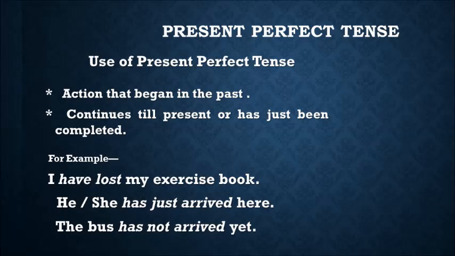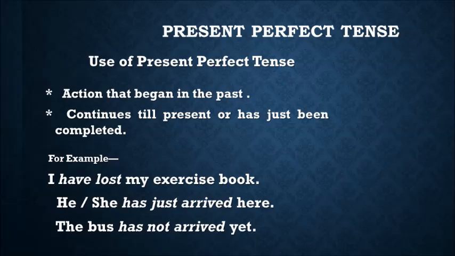Then present perfect tense. What is present perfect tense? Exactly. Any action that started in the past, that began in the past, important part. Focus on this aspect: began in the past and continues till present, or has just been completed. I have lost my exercise book. She has just arrived here. Or the bus has not arrived here.